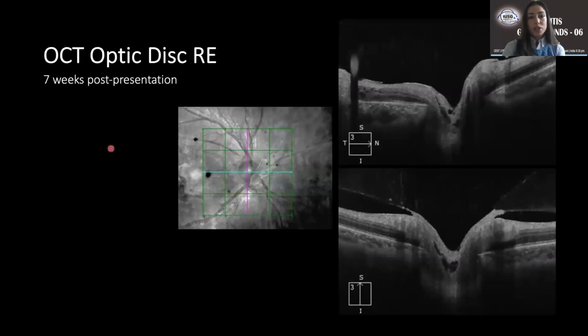7 weeks post-presentation, the OCT of the optic disc showed that now we can see the excavation of the optic disc, within still a partial posterior vitreous detachment here with some thickening of the hyaloid, and we see that there was a reduction of the thickening compared to the previous images.